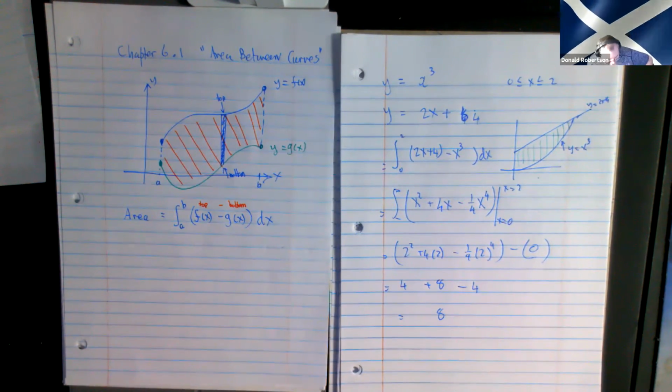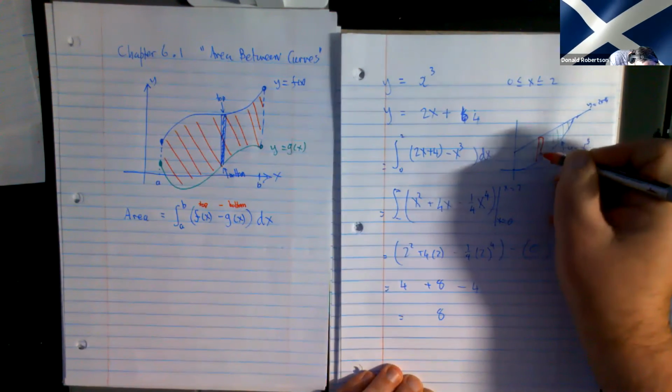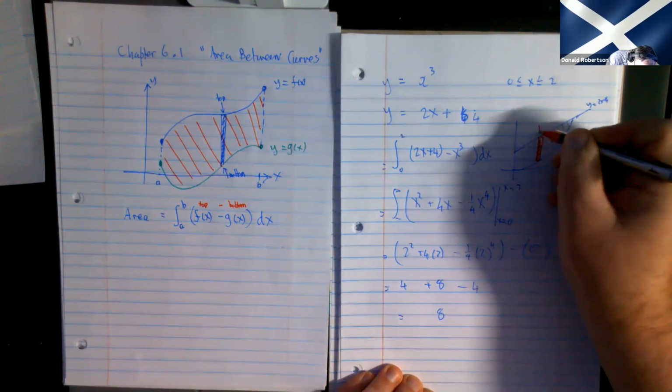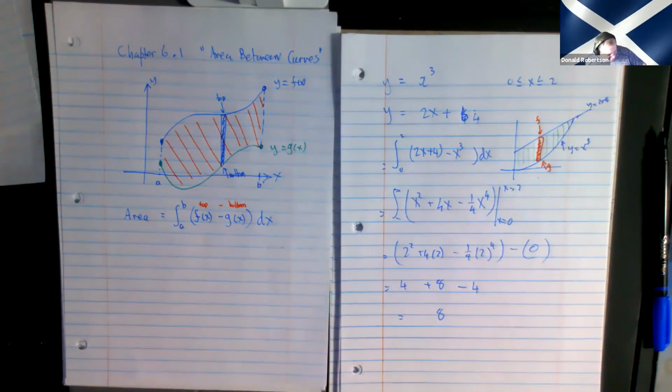So this is just the beginning of area between two curves. But, oh, there's my little rectangular strip. Can you see the straight line up here and the curve down there?